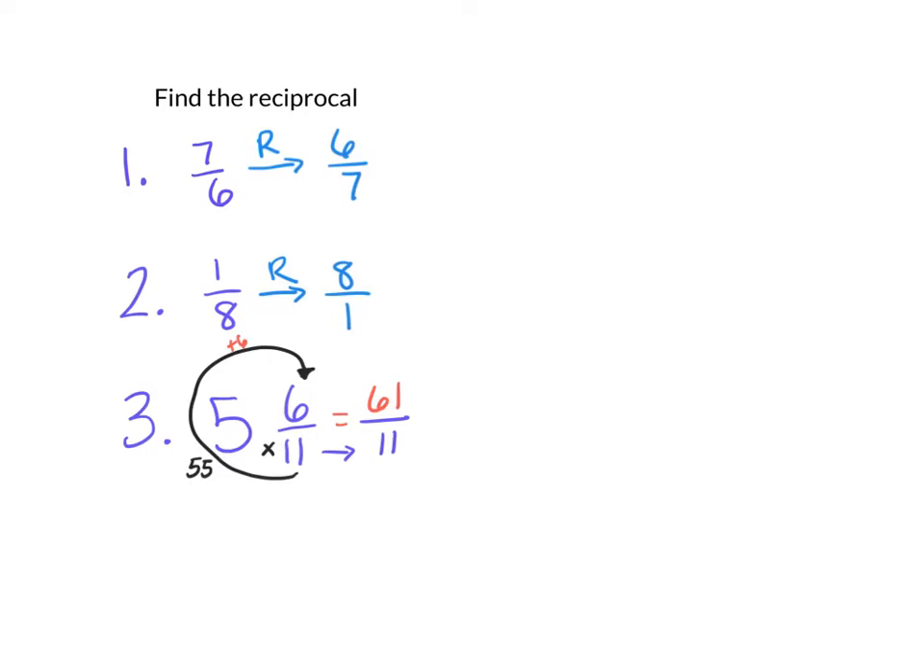Now that I found my improper fraction, I need to now find the reciprocal. To find the reciprocal, remember I need to flip my numerator and denominator. Please do not put these equal because they are not equal at all. So I'm going to go ahead and flip it. So now my 11 is on the top, or my numerator, and then I have 61 as my denominator. And that would be the reciprocal of 5 and 6/11.